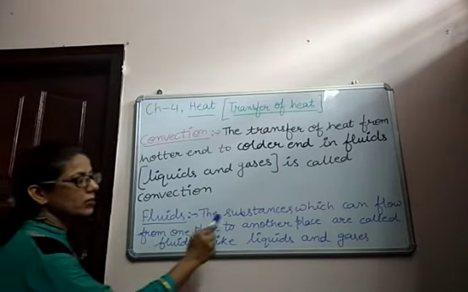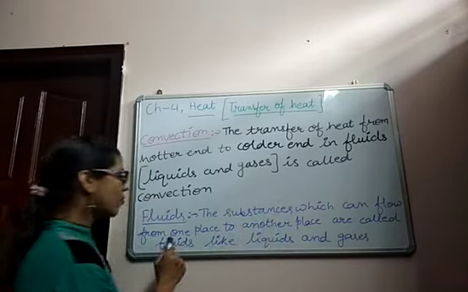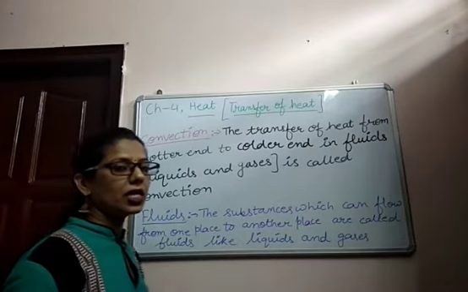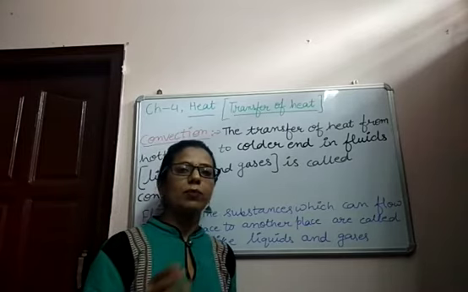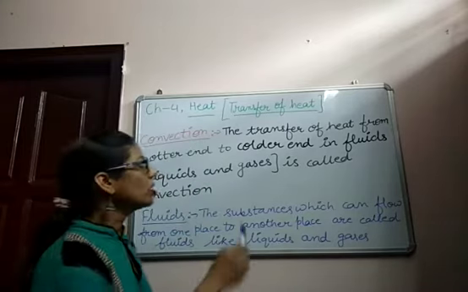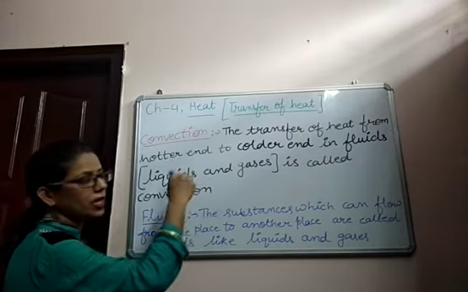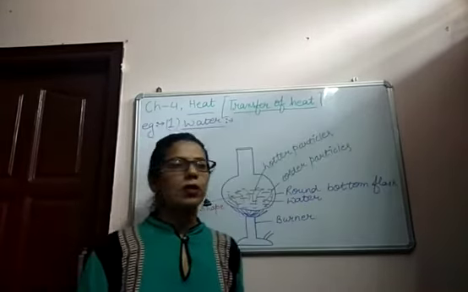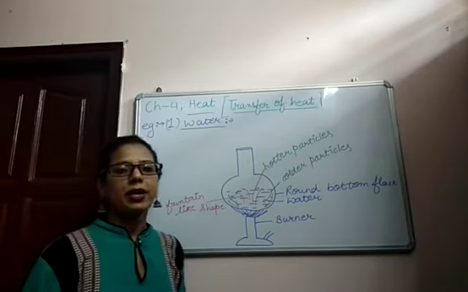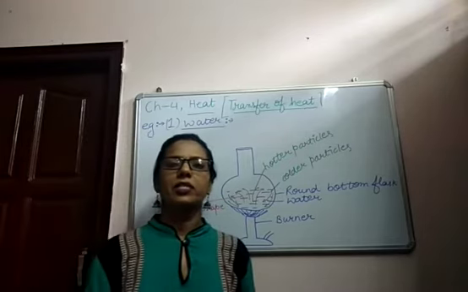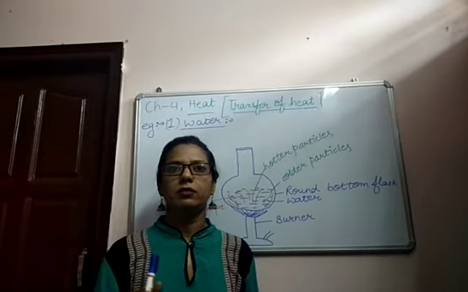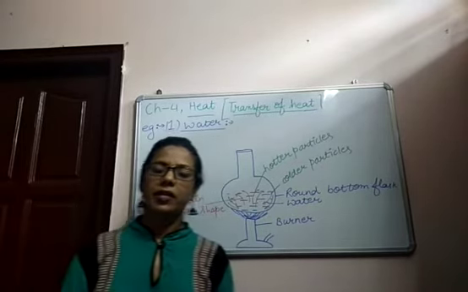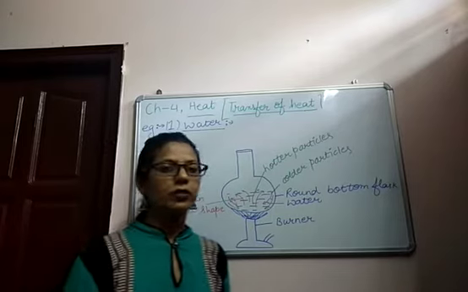Fluids are the substances which can flow from one place to another place. The substances which can easily flow from one place to another are known as fluids. So in fluids, the transfer of heat can occur by the convection method. As we are saying, by the convection method, heat can transfer in liquids and gases.